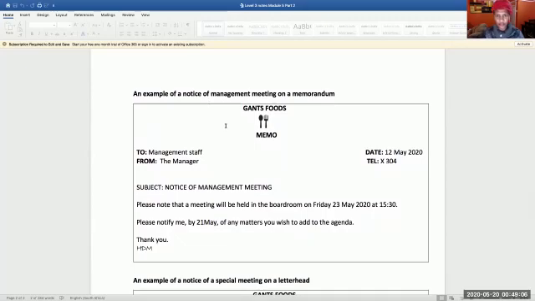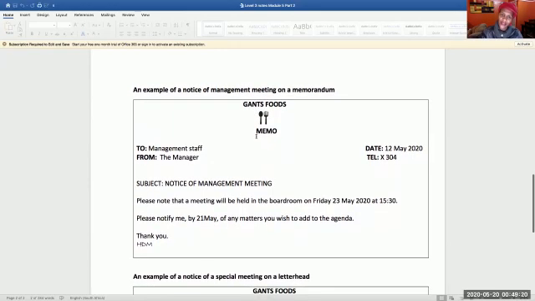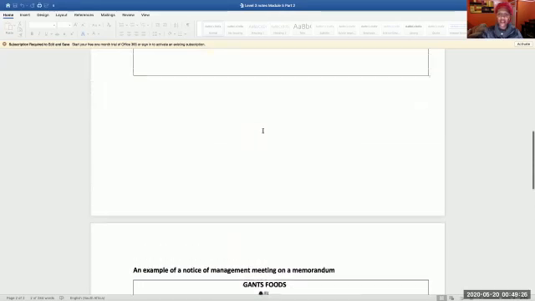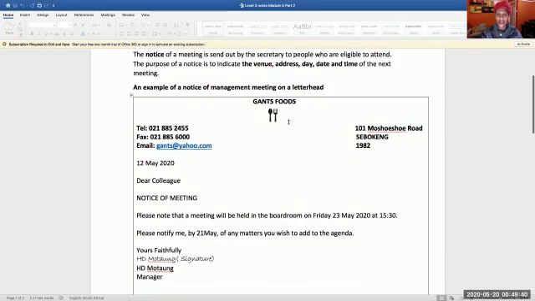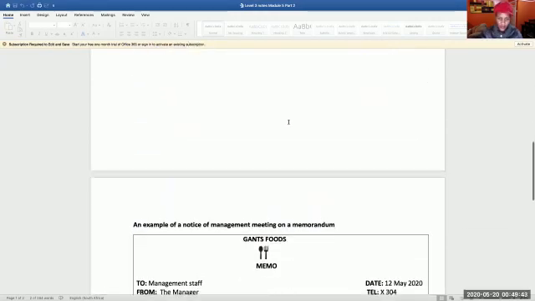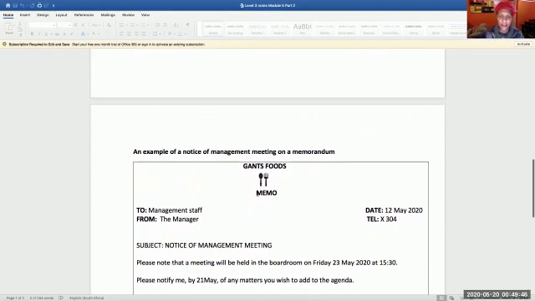Here's an example of a notice of management meeting on a memoranda. Remember, the name of the company should still be there. We should also retain the logo for the memoranda. Now, we must write in capital letters, memo. Why didn't we do this here on the letterhead? Because we have already understood how to write a letter, okay? So we didn't have to mention that it's a letterhead because of the address that we know. Everybody knows how to write a letter, okay? But here, we must indicate that it is a memo, all right?